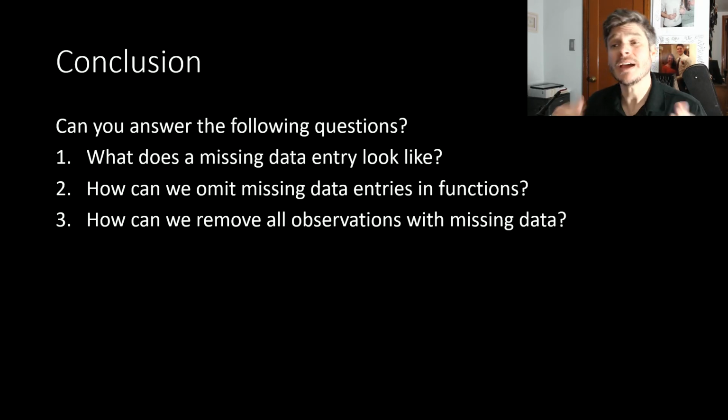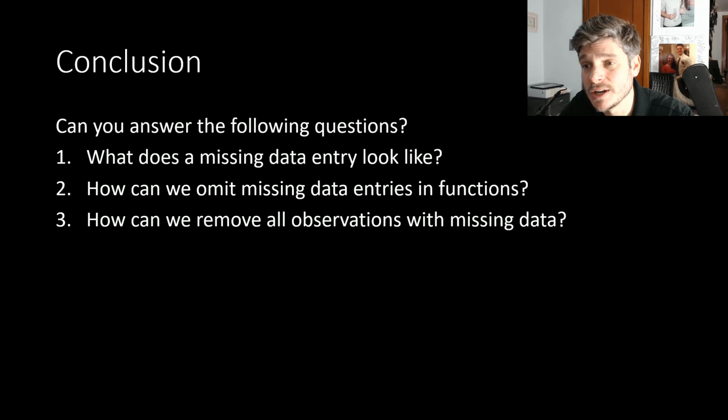All right, so that wraps up what we're going to talk about with missing data. So can you answer the following questions? Number 1, what does missing data look like? Number 2, how do we omit missing data entries in functions? What argument allows me to omit the missing data entries? And then number 3, how can I remove all observations with missing data? Now, remember, there's more than one way that we can do this. So see if you can find or remember those multiple ways.